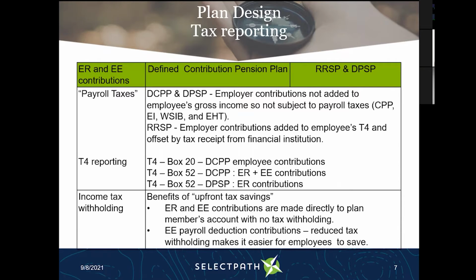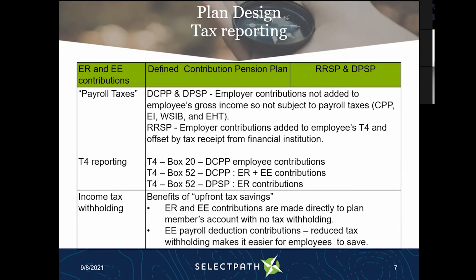Another consideration is income tax withholding, and it's the idea of benefits of upfront tax savings. And I find this is attractive to many employees. The first is that employer and employee contributions are made directly to the plan member's account with no tax withholding. So this is different than if a person is buying an RRSP on their own, let's say, outside the plan, where they have to wait to get the tax refund from CRA because they've made a contribution to an RRSP. So the point is, the money gets invested right away, and the full amount of the contribution gets invested.